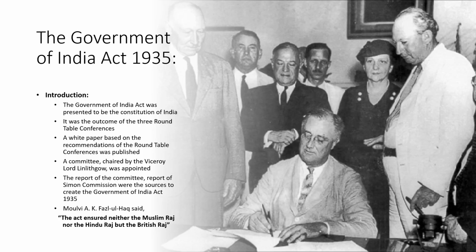Starting with a brief introduction of the Government of India Act 1935. Students, this act was actually presented to be the Constitution of India. It was supposed to be the Constitution of India in 1935. It was the outcome of the three roundtable conferences that were held in London from 1930 to 1932. So this was the direct outcome of the three roundtable conferences.